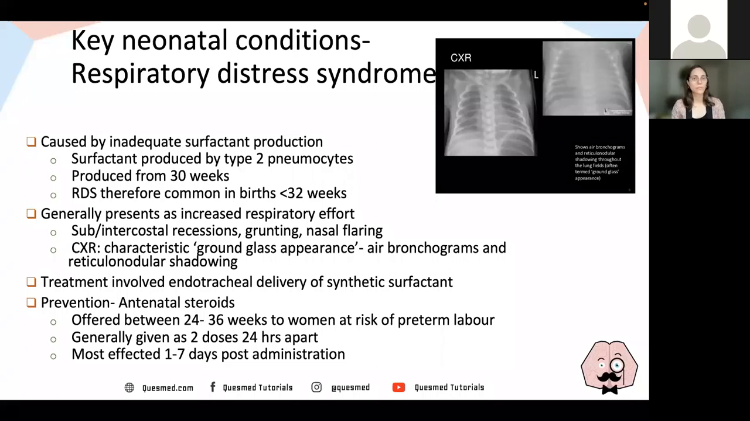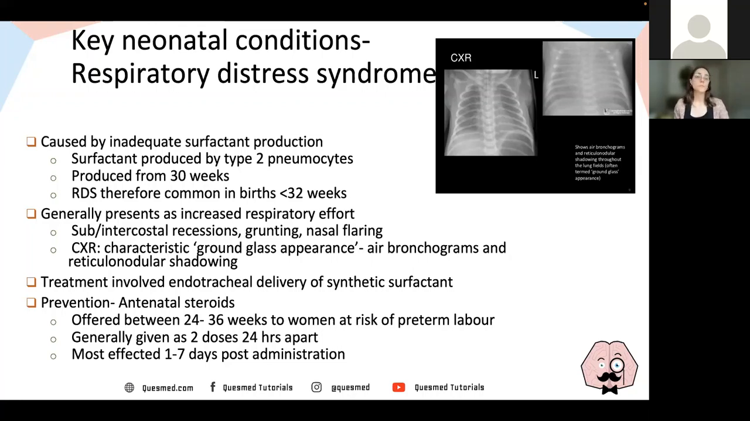You'll be able to see it when the baby's struggling. Part of the treatment is giving synthetic surfactant and trying to get the baby to grow and keep weight on, so their lungs will develop and they will start making surfactant as they grow. The main preventative strategy is to give antenatal steroids.